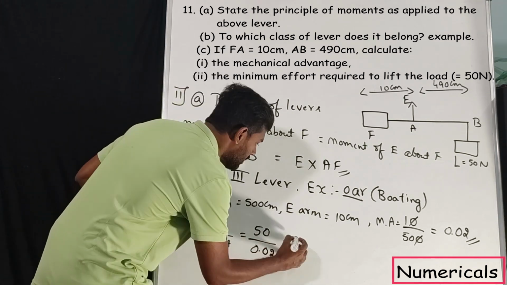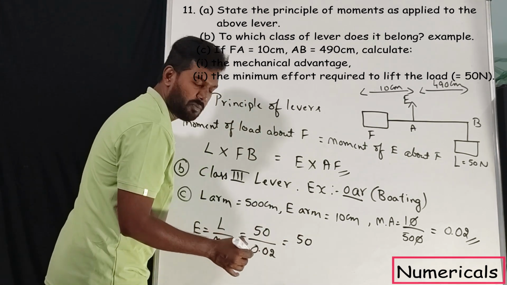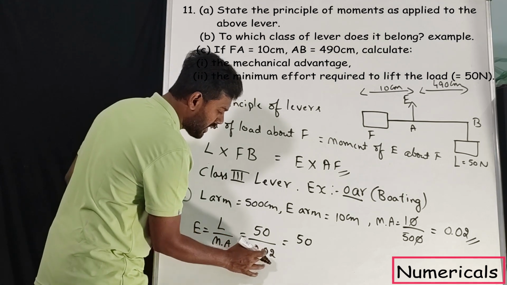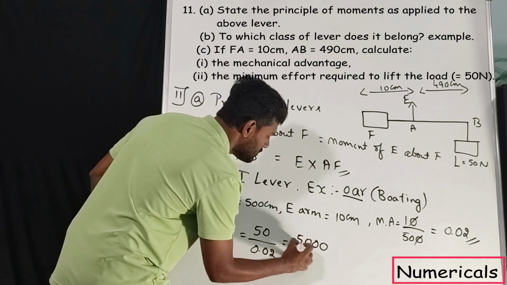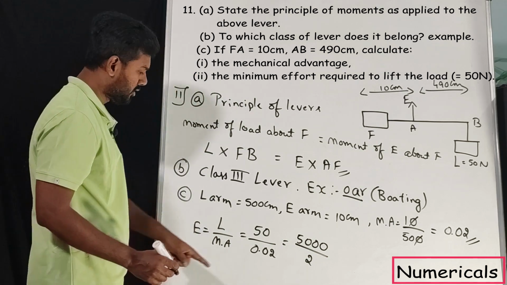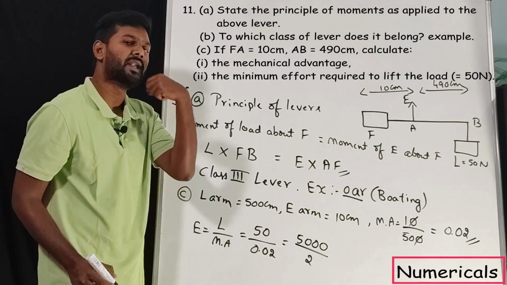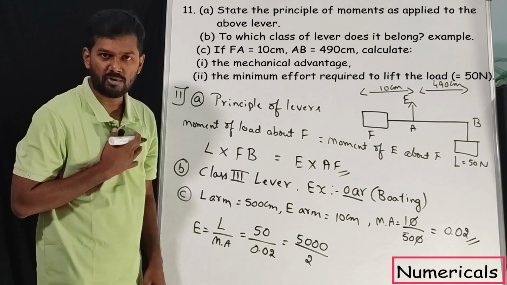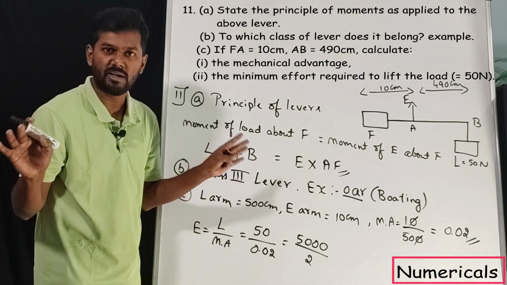Next, I'll make this simple. After the decimal there are 2 digits, so I'll put 2 zeros divided by 2, to get rid of the decimal. If you are using any different method, it is fine. What we want is just the final answer.